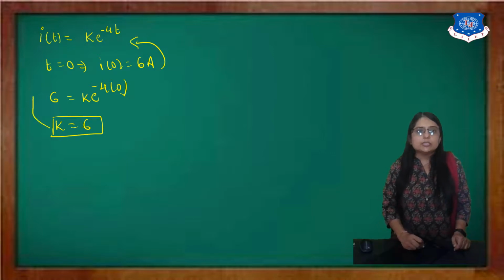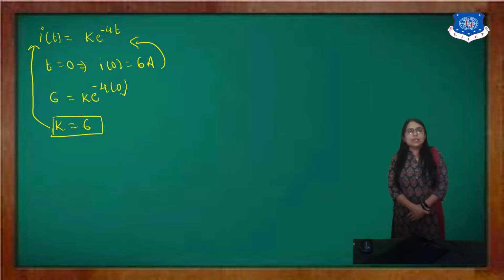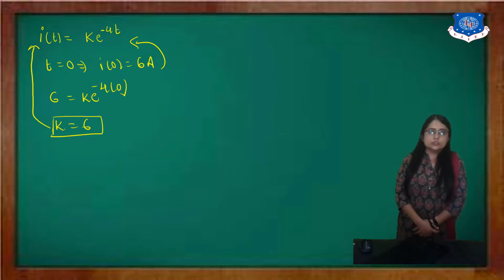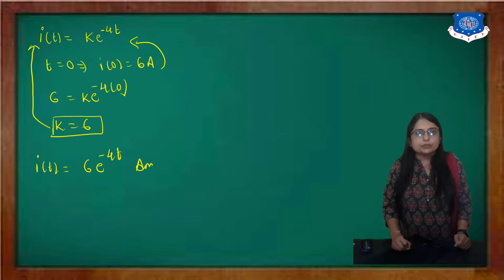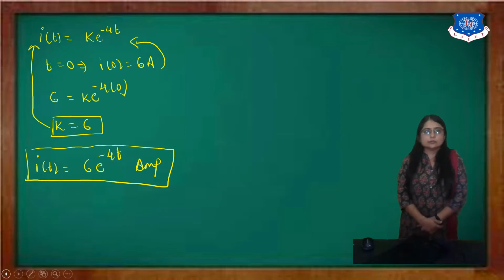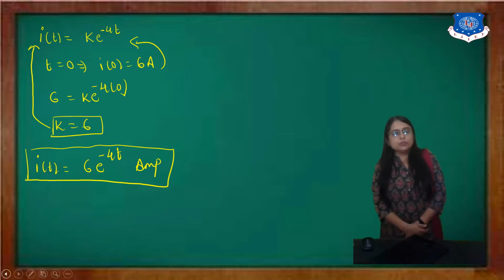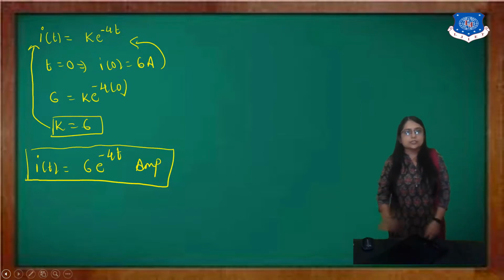Now simply substitute the value of k in this equation. So that will become your particular solution. So the value of I of t will become 6 e raised to minus 40 t ampere. So this is the answer for the source free RL circuit. In the same manner you can find the source free response for the RC circuit.